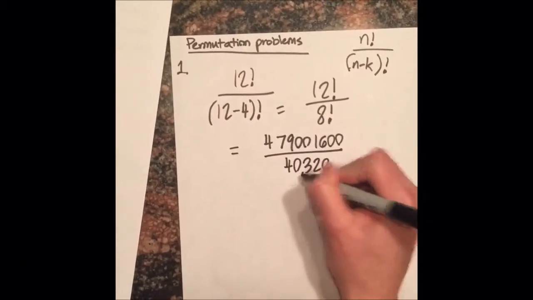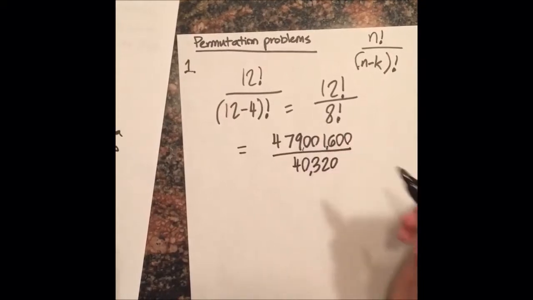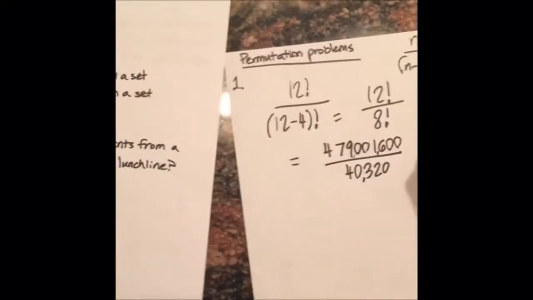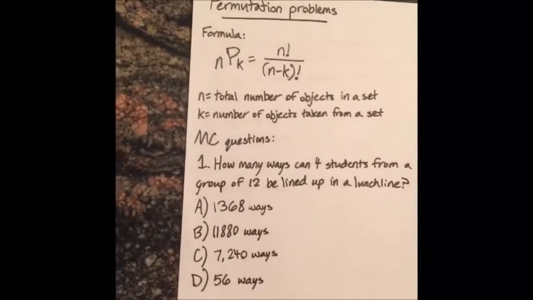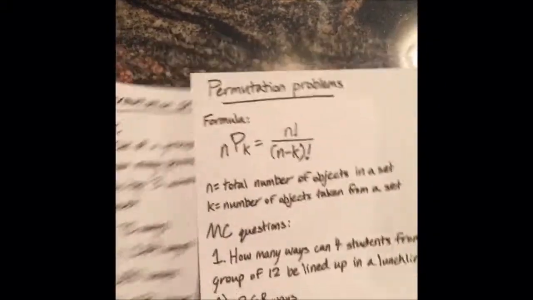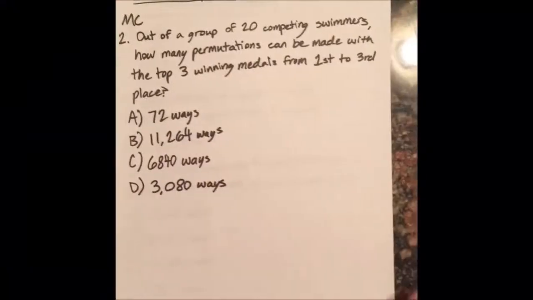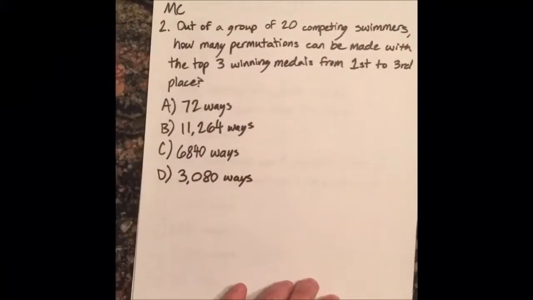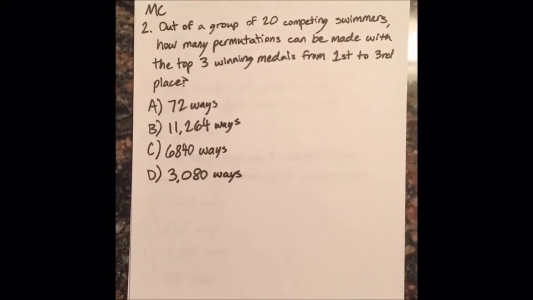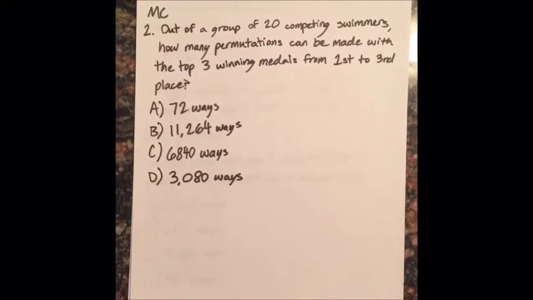Add commas, doesn't hurt. Which comes out to 11,880. That is our first answer, B. On to the second problem. Out of a group of 20 competing swimmers, how many permutations can be made with the top 3 winning medals from first to third place?